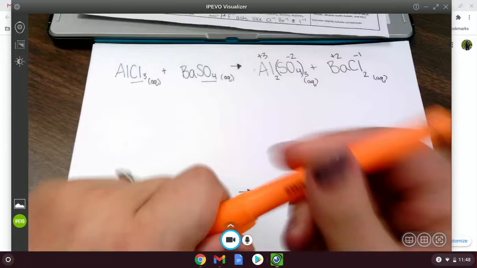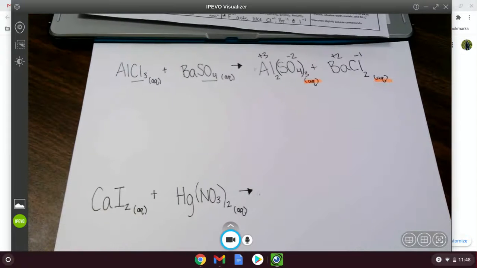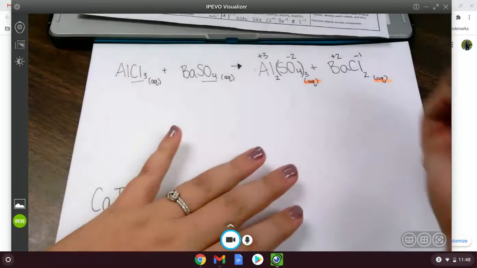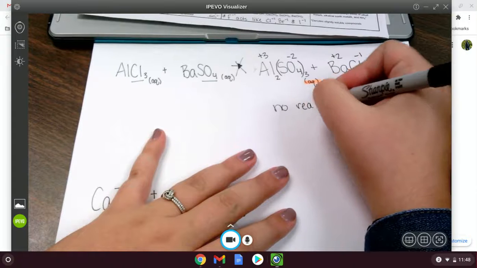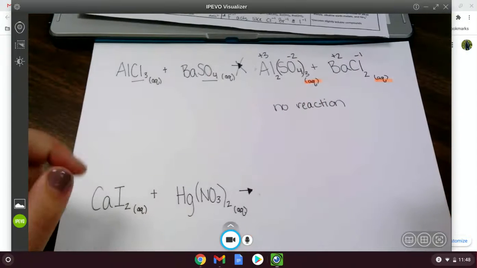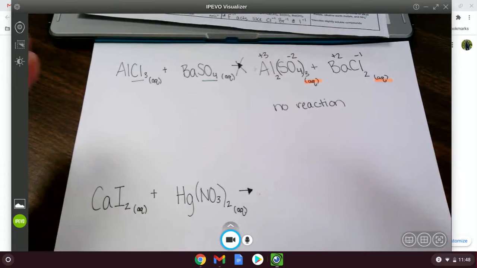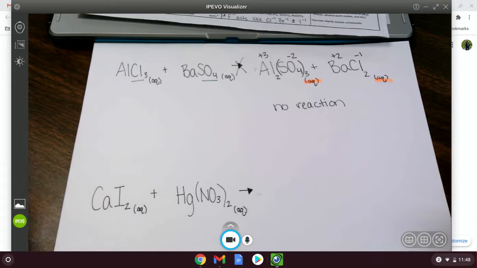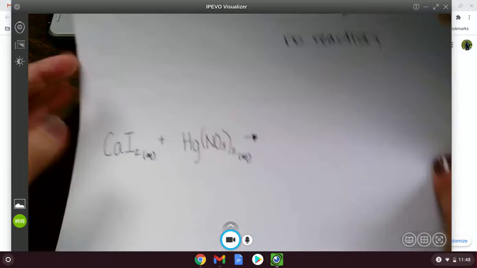Uh-oh. We have 2 aqueous products. So this means that this will be no reaction. If you have 2 aqueous products, there's no reaction. Nothing will change. Everything is still dissolved in the water, so it just looks like water. Okay? Moving on to our last one.